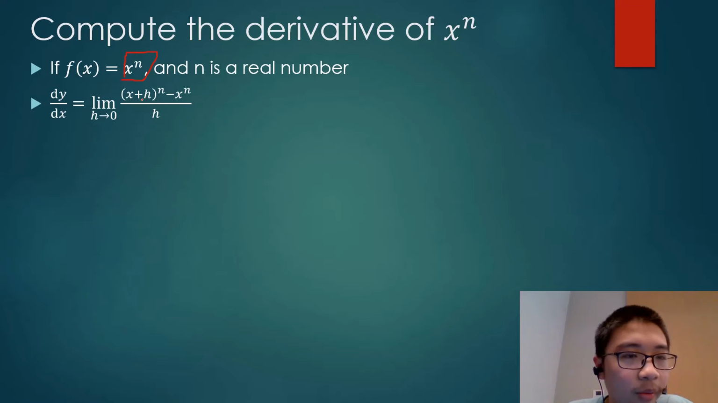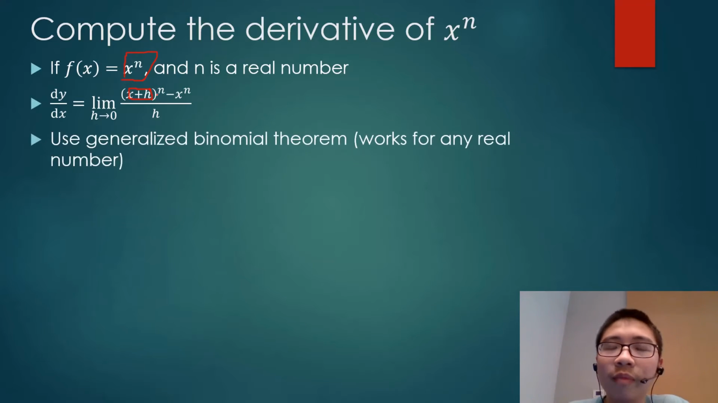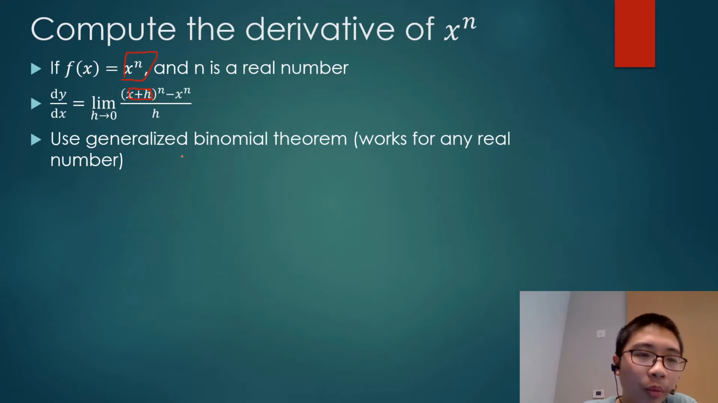It becomes (x plus h) to the nth power minus x to the nth power, over h. (x plus h) to the nth power is a binomial, so we can use the binomial theorem to expand this expression. The typical binomial theorem doesn't work for any real number, it only works for positive integers. But we can use another kind of binomial theorem called the generalized binomial theorem. The generalized binomial theorem works for any real number, so we can apply the binomial theorem on n.